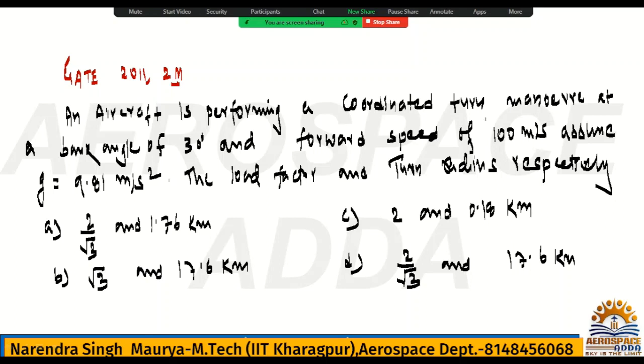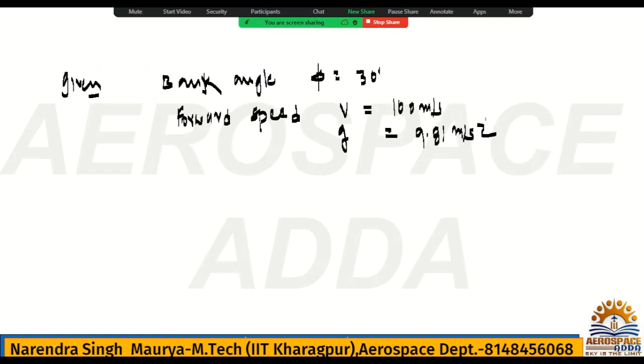Now we have load factor and radius of turn. This is a great question. For the forward speed, you may get confused whether this is the steady state level speed or turning speed. I suggest you don't get confused. If they have used only the term forward speed, and bank angle is also given, it is an indication that the speed given is the turning speed. If it is steady state level, then in the statement only they will mention it, so don't bother about it.